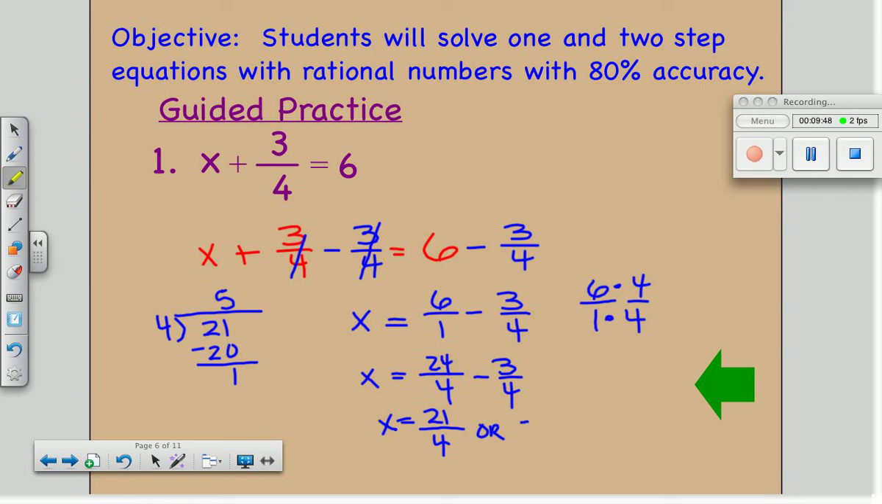So 5 whole, 1 left over, and the denominator stays the same. It's 4, so this is also going to be 4. So 21 over 4 is the same as 5 whole and 1/4. Okay.